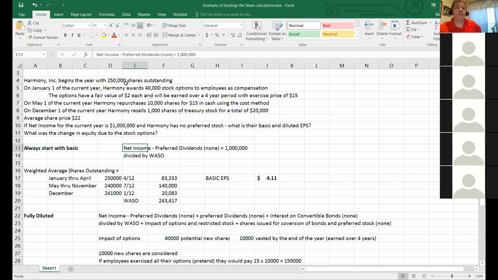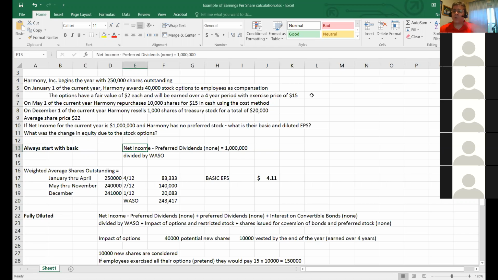So Harmony begins the year with 250,000 shares outstanding. On the first of the year, Harmony awards 40,000 stock options to employees as compensation. The options have a fair value of $2 each and will be earned over a 4-year period with an exercise price of $15. So what we're giving to the employees is a right to buy stock at $15, no matter what the price is.